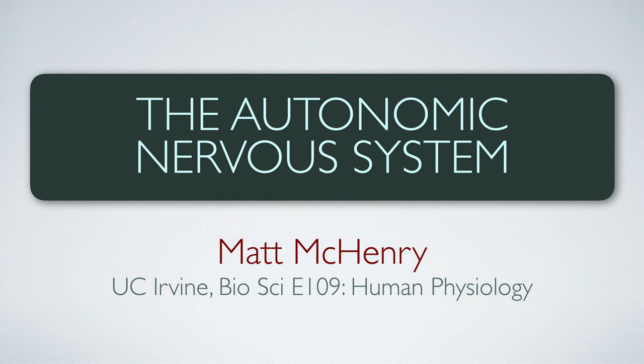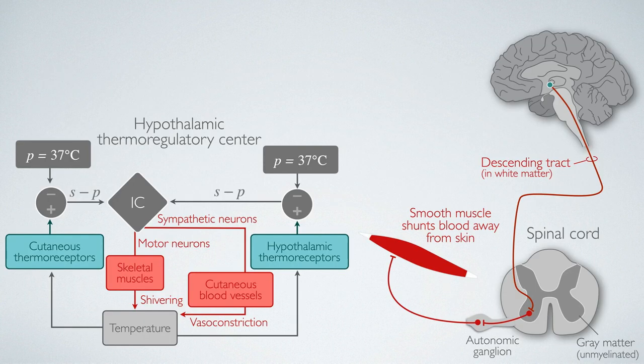Now I'm going to tell you about the autonomic nervous system. I mentioned the autonomic nervous system in passing when I was presenting thermoregulation. And in that mini lecture, I covered this slide, which maps out the control strategy for dealing with cold temperatures. And what we see is that there are two efferent pathways in this control.